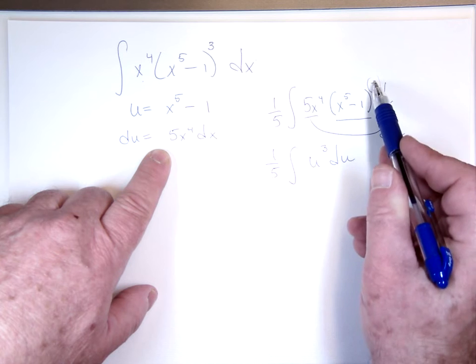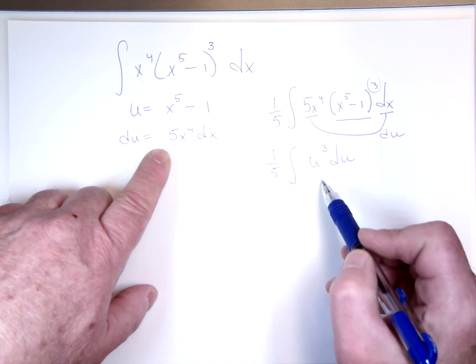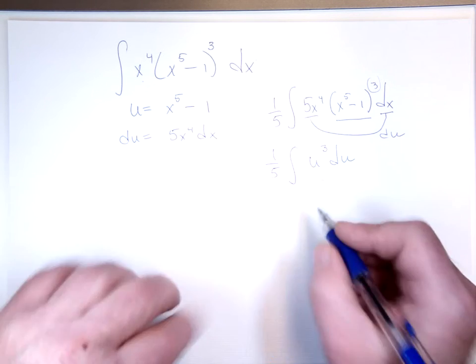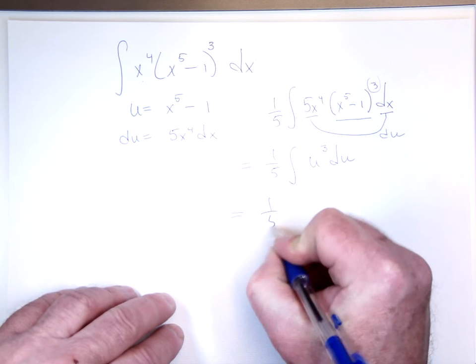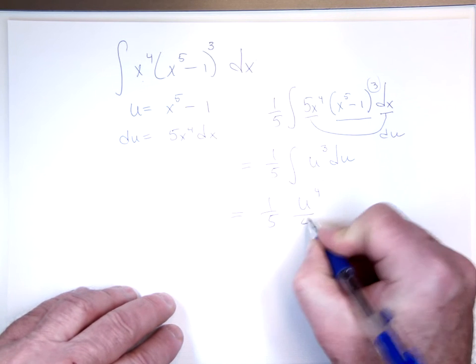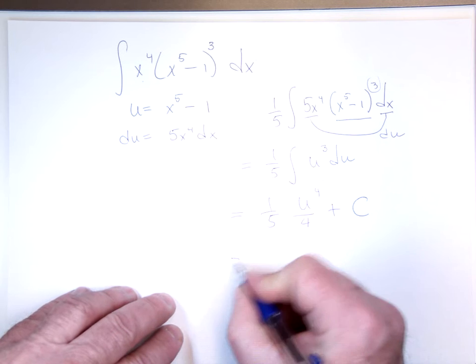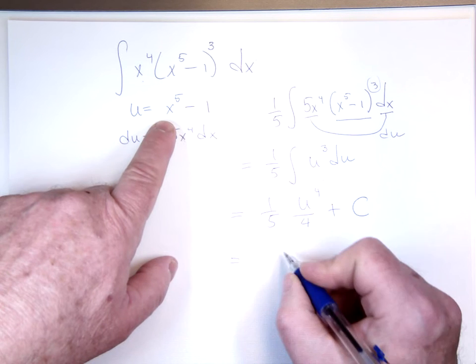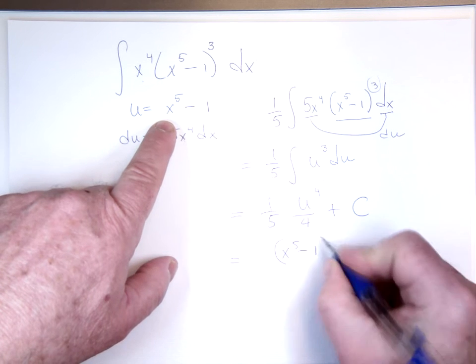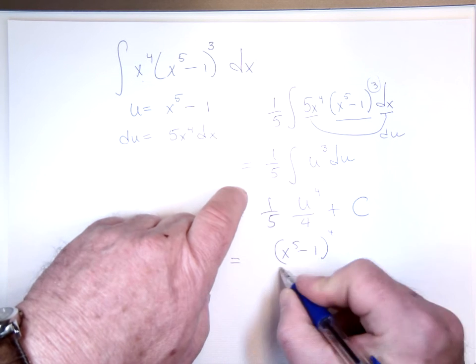And once I have that, hold on, let me just finish this. I have 1/5 u to the fourth over 4. And what's u? x to the fifth. So it's x to the fifth minus 1 to the fourth over 20 plus c. And that's my final answer.